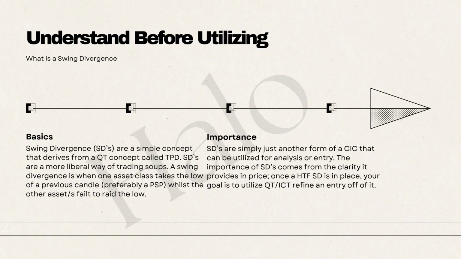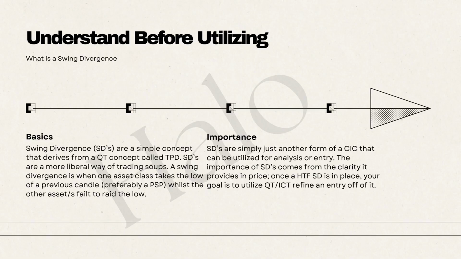I highly suggest, before I move forward, if you're going to watch this video and implement these, please watch the time frame alignment video alongside the open and close divergence video, because it incorporates PSPs and you're probably going to be using PSPs for swing divergences, right?